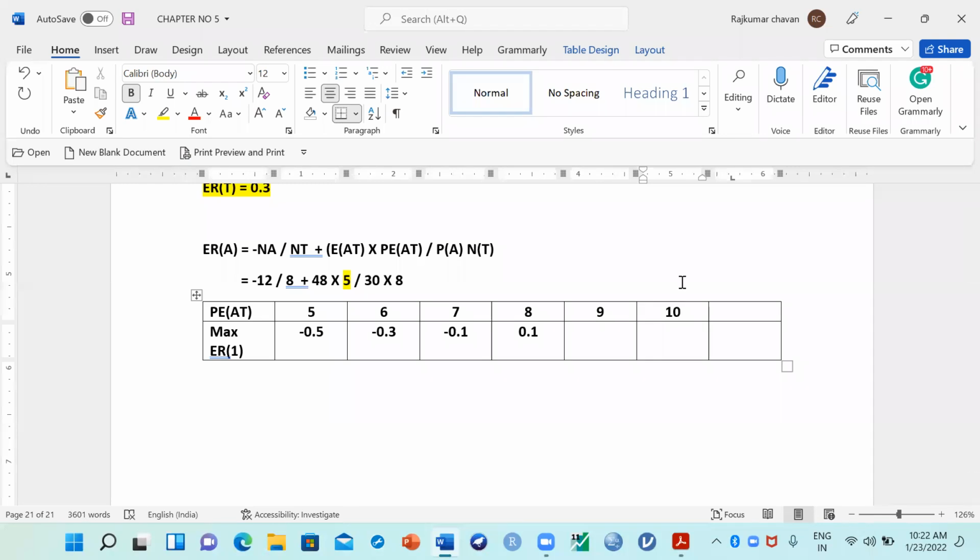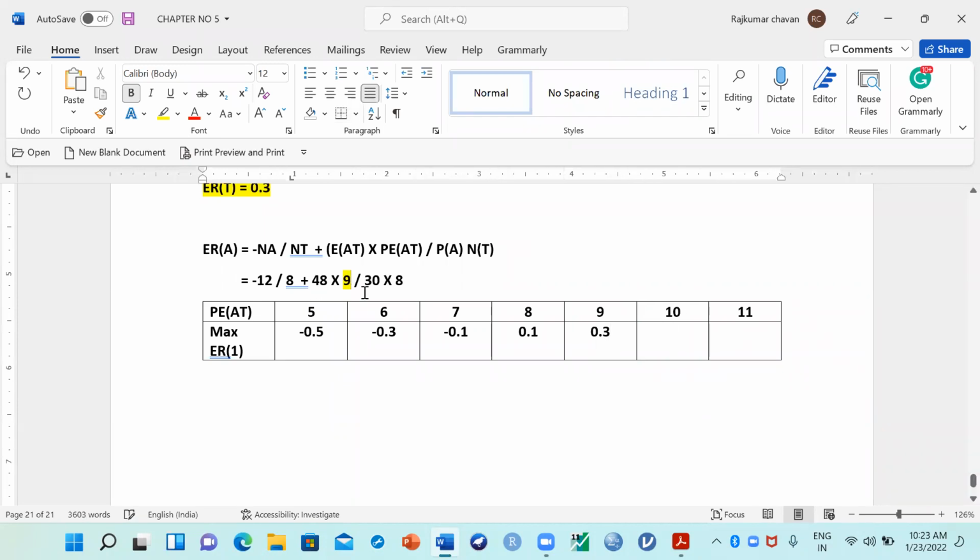9, 10. If the P/E ratio is 9, and if the P/E ratio is 10, and if the P/E ratio is 11. So now what you have to do is, I'm putting 9 here instead of 5. Then what will be my ER1 ratio? How much will it be if it is 9? All of you calculate and tell me what the ER1 will be. It will be 0.3.